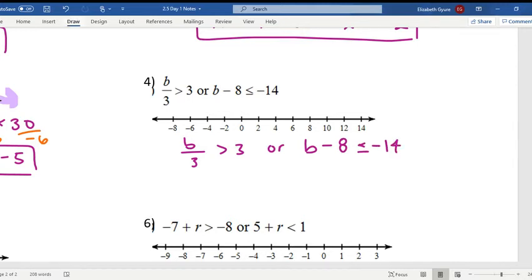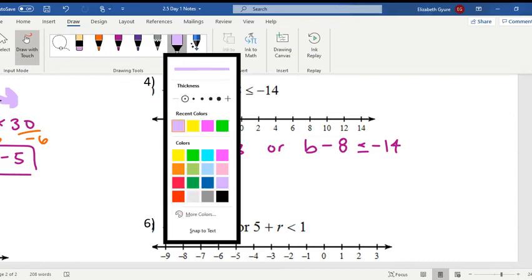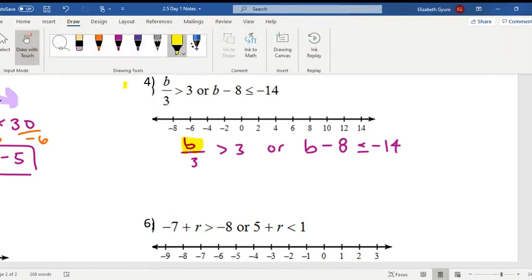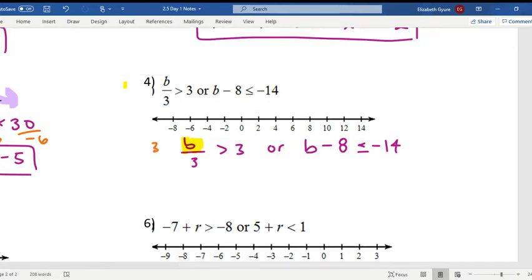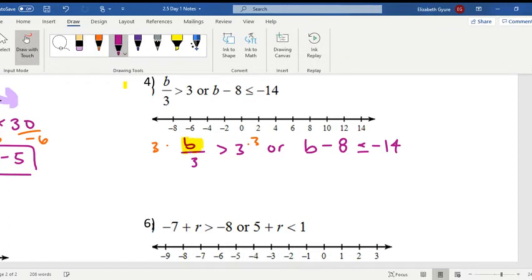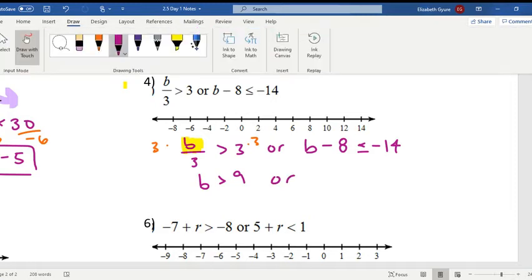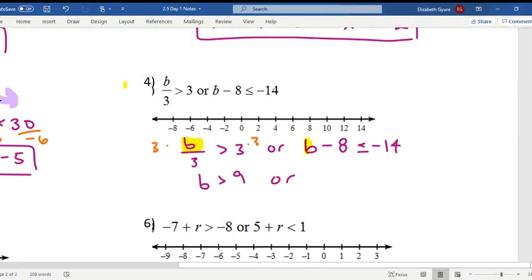So let's focus on the left. We have b divided by 3 is greater than 3. Yeah, Jaden says we are going to multiply by 3. And that will give us b is greater than 9, is what he says. Or then on the other side, we have b minus 8 is less than or equal to negative 14.